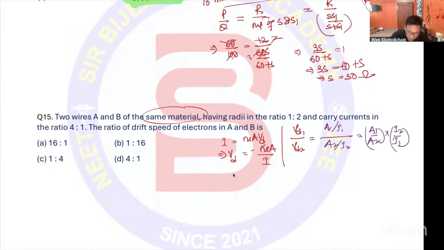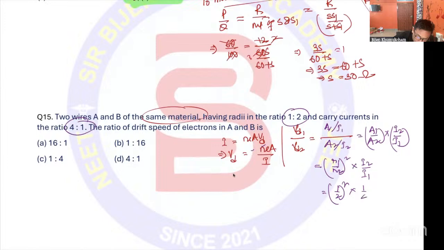A1 by A2 is nothing but R1 by R2 whole square, because area is pi R square, into I2 by I1. R1 by R2 is in the ratio 1:2, and for the current, don't confuse: do not write 4:1. You must write 1:4 because it is I2 by I1, not I1 by I2. So it comes out to be 1 by 4 into 1 by 4, which is 1 by 16. So 1:16 is the answer.